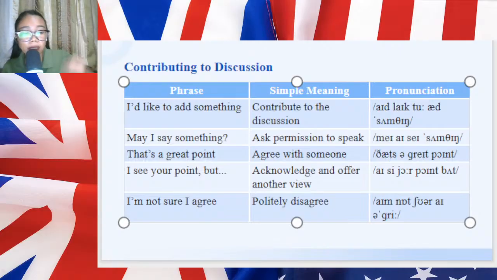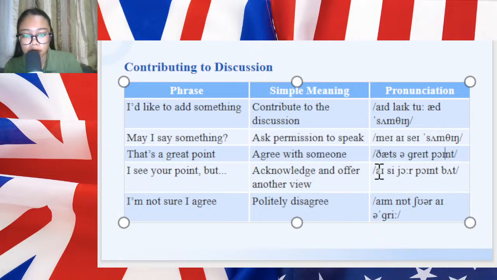And it's important to follow the word but with a clear and reasoned explanation of your alternative view, because you're disagreeing with someone. So you should be able to give something that is reasonable enough for you to disagree with the opinion of another person. Okay? All right.